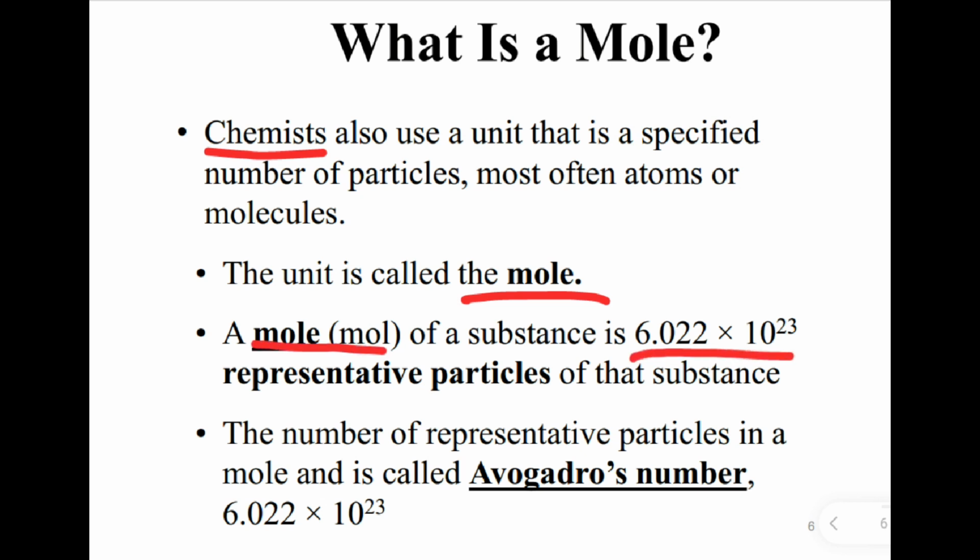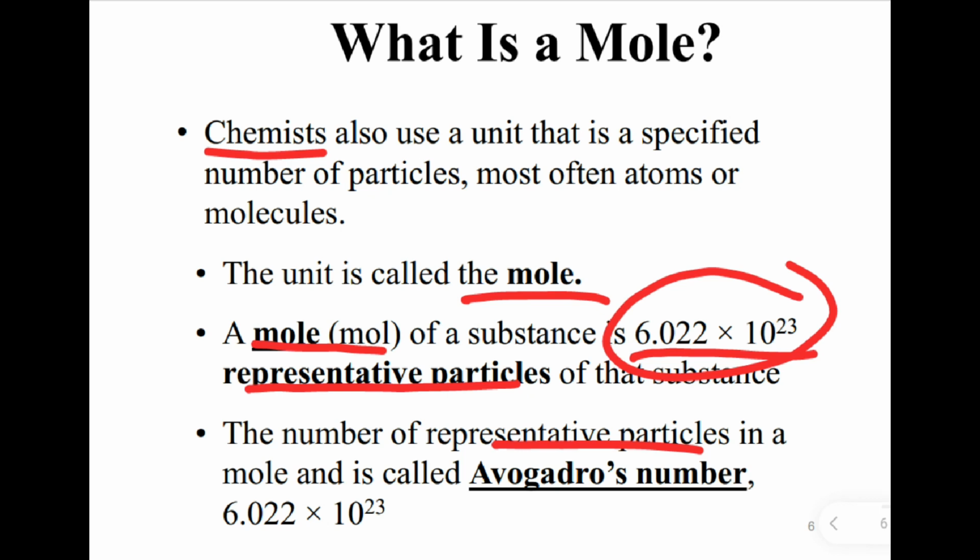So a mole of a substance is equal to 6.022 times 10 to the power of 23 representative particles of that substance. ስለዚህ ምን ማለት ነው? አንድ ሞል of a substance 6.022 ሲባዛ 10 to the power of 23 representative particles of that substance ነው ማለት ነው። The number of representative particles in a mole is called Avogadro's number.